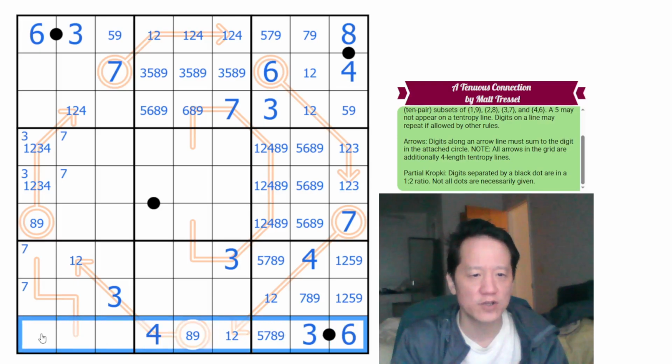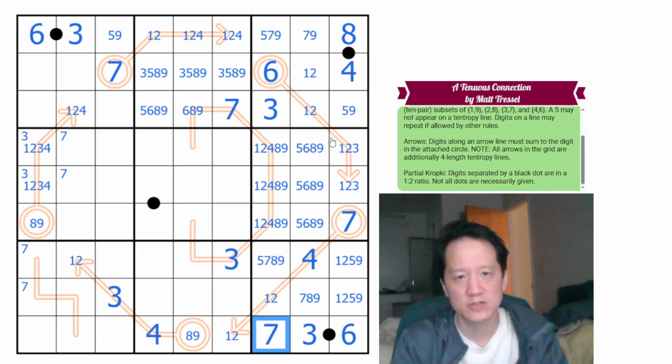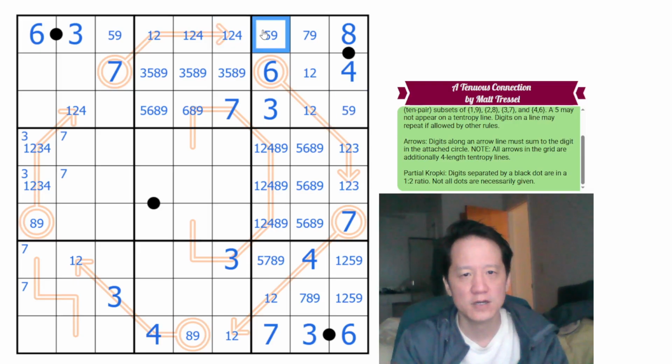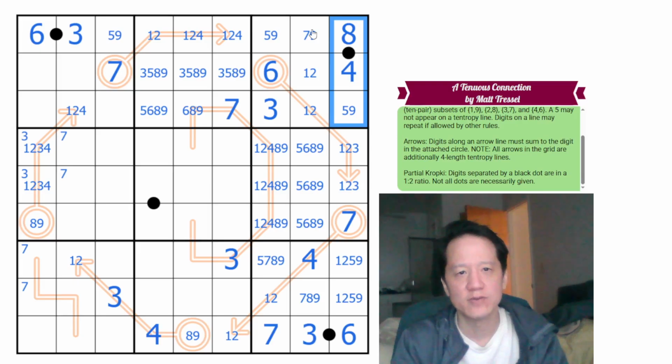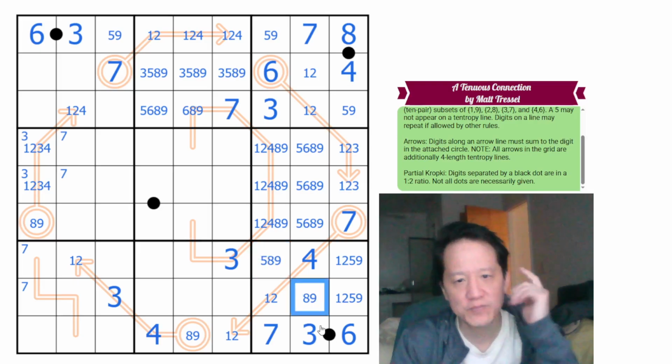Where is the 7 in row 9? Cannot be any of these cells because one of these 2 must be a 7. None of these can be a 7. Therefore, this has to be a 7. So this is 7, which means this can't be 7. We have a 5, 9 pair in box 3, which eliminates 5 and 9 from the rest of the box. Therefore, this must be a 7. This can't be 7, and this can't be 7.